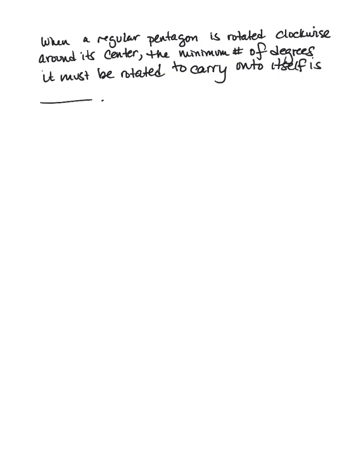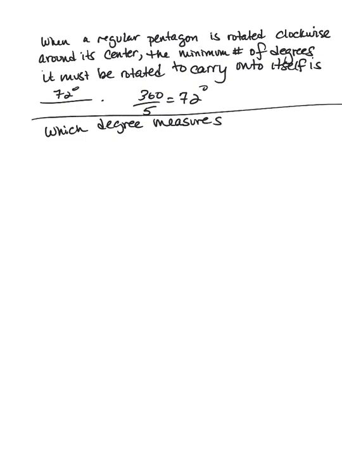So the regions will ask you, what is the minimum number of degrees it must be rotated to carry onto itself? What you do is you just take 360, and a pentagon has 5 sides, and that would be your answer, 72 degrees. Let's take a look at one more question. Which degree measures will carry the regular pentagon onto itself?